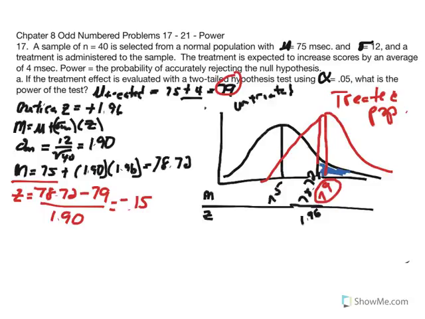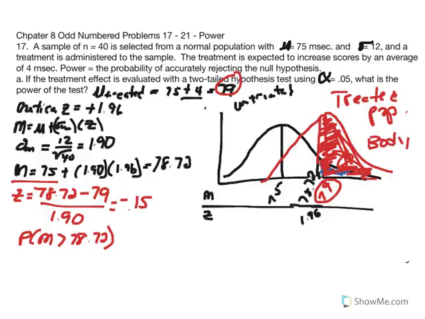And now our task is to determine the probability of obtaining a sample mean that's greater than 78.72 in the treated population. So if we shade the area of interest, it would include all of this. And given the location of that value in relation to the mean, we know we're talking about the body of the distribution. So what we need to do now is go to our unit normal table and find the z-score of 0.15 and report the body.